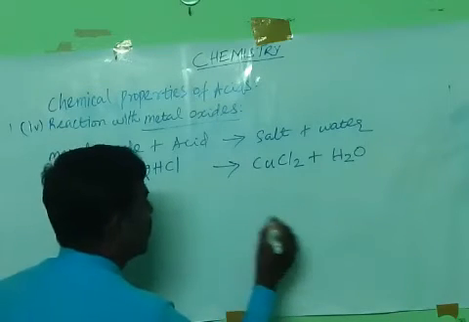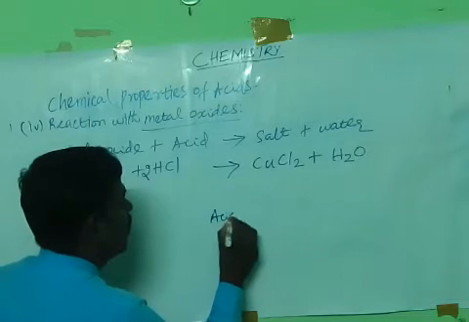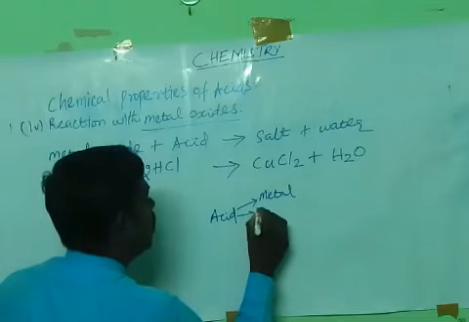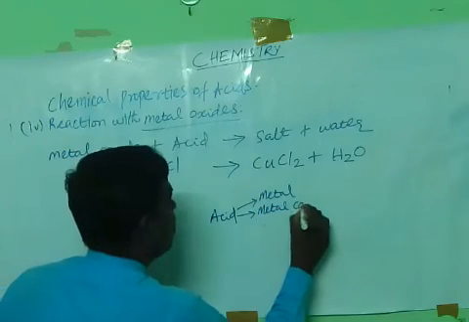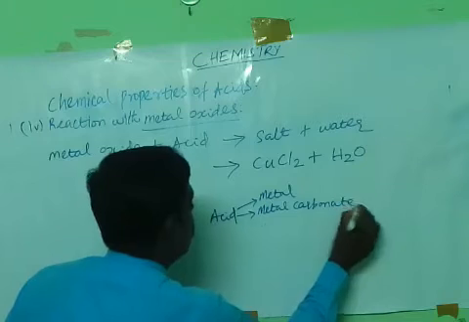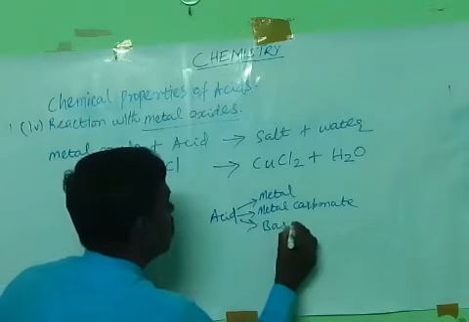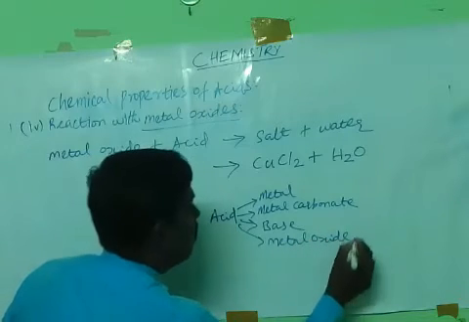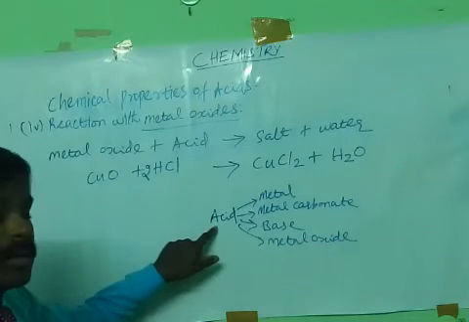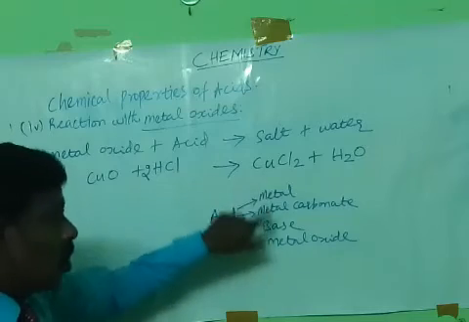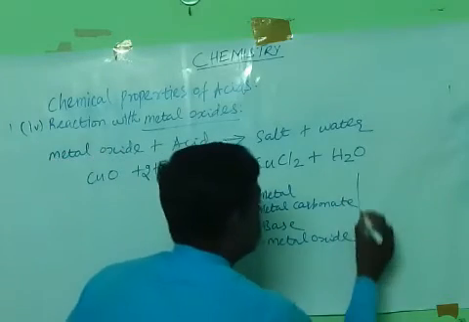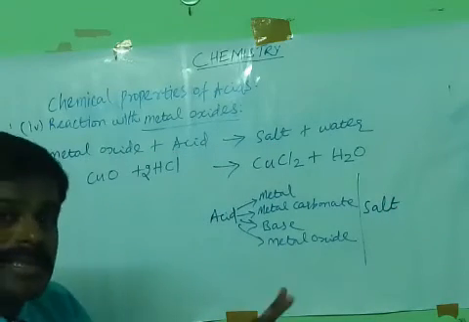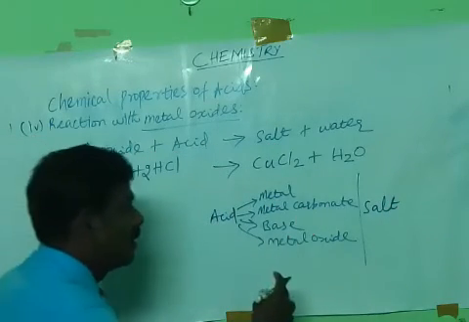So just I will repeat. Acid is common when it is added to metal and metal carbonate and with base and with metal oxide. This is what we have seen. Okay. When acid added to all these things, we got common product, salt. Common product is salt.